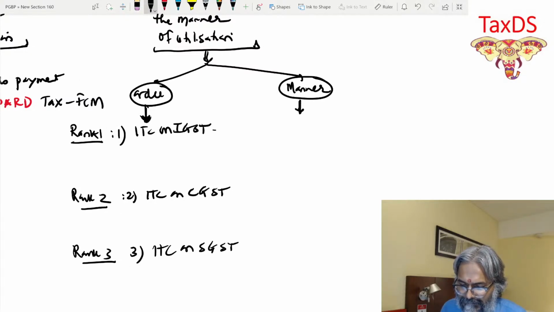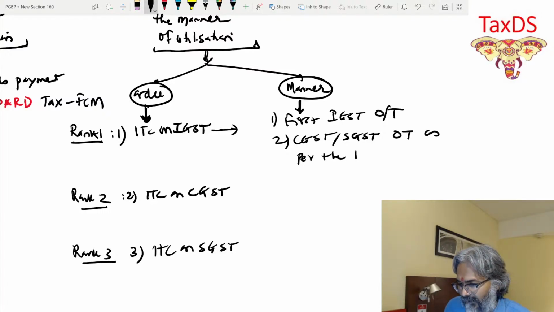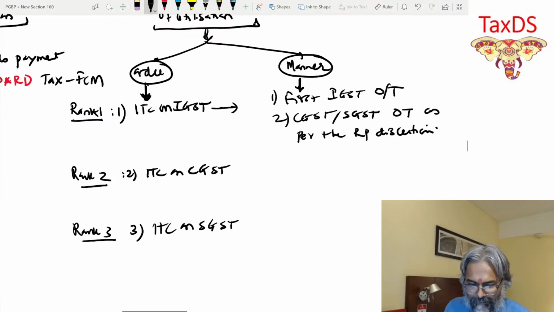Now, so far as the ITC is concerned, students, how are you going to utilize it? Once you have taken the ITC on IGST, how are you supposed to use it? The first, obviously, is on IGST output tax, OTM writing as a short form. Then CGST or SGST output tax, as per the registered person's discretion. As per whom, students? The registered person's discretion.